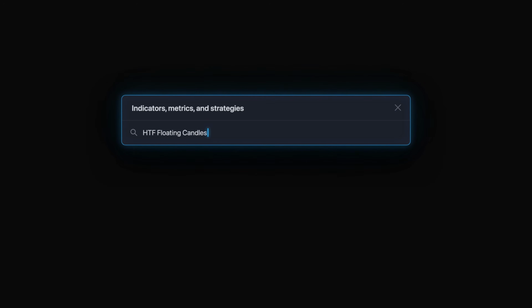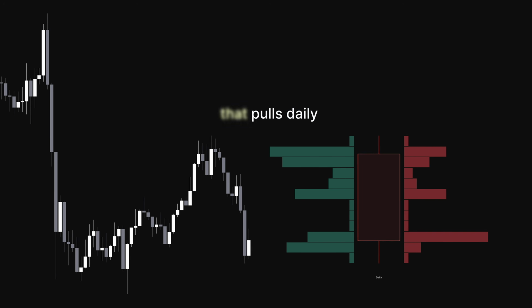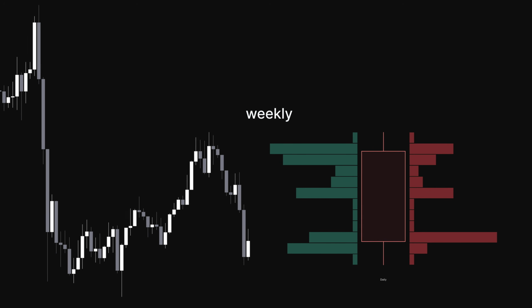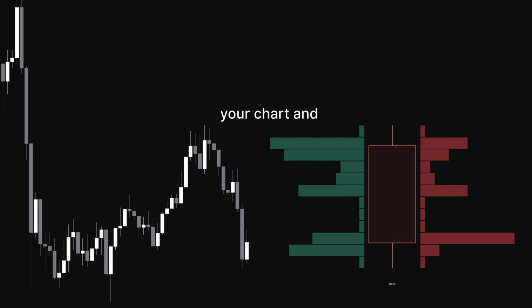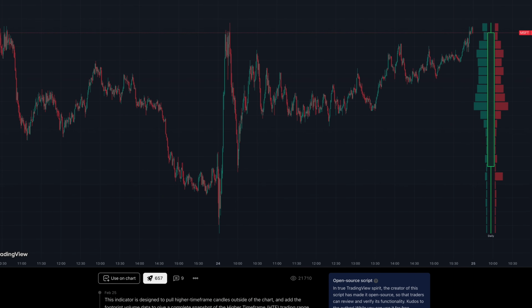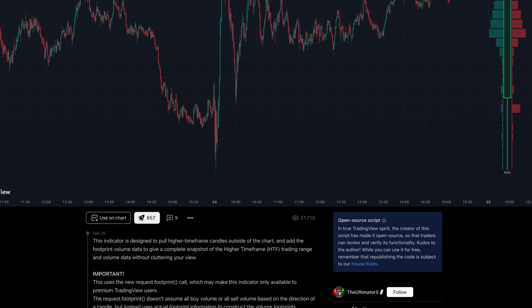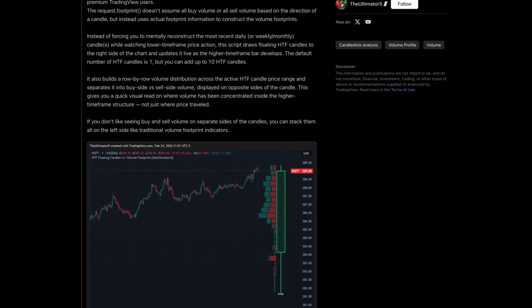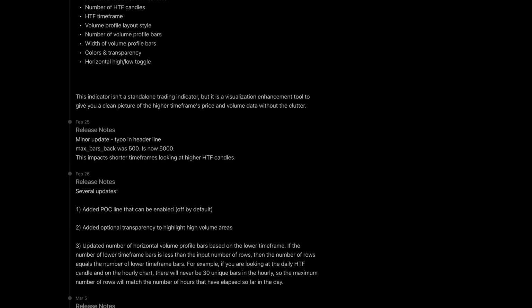HTF floating candles with volume footprint, created by the Ultimator 5, is a higher time frame visualization tool that pulls daily, weekly, or any chosen higher time frame candles to the right side of your chart and overlays a real volume footprint on each one. The author published it on February 25, 2026, and updated it shortly after to integrate the new footprint function as soon as it became available, which puts this script among the very first public indicators to adopt the native API.